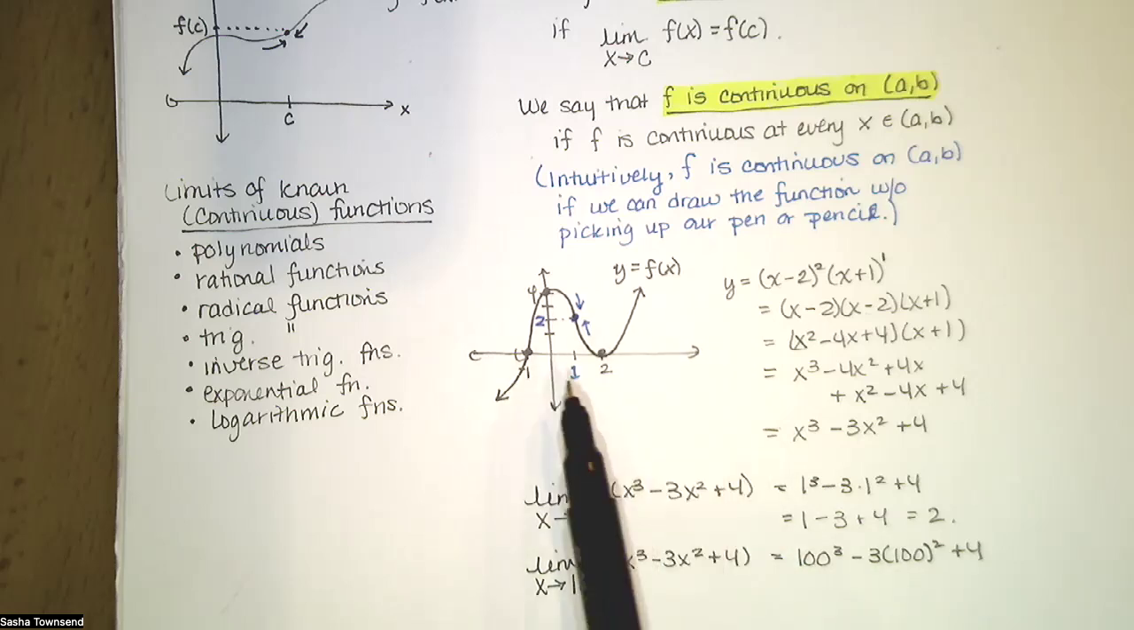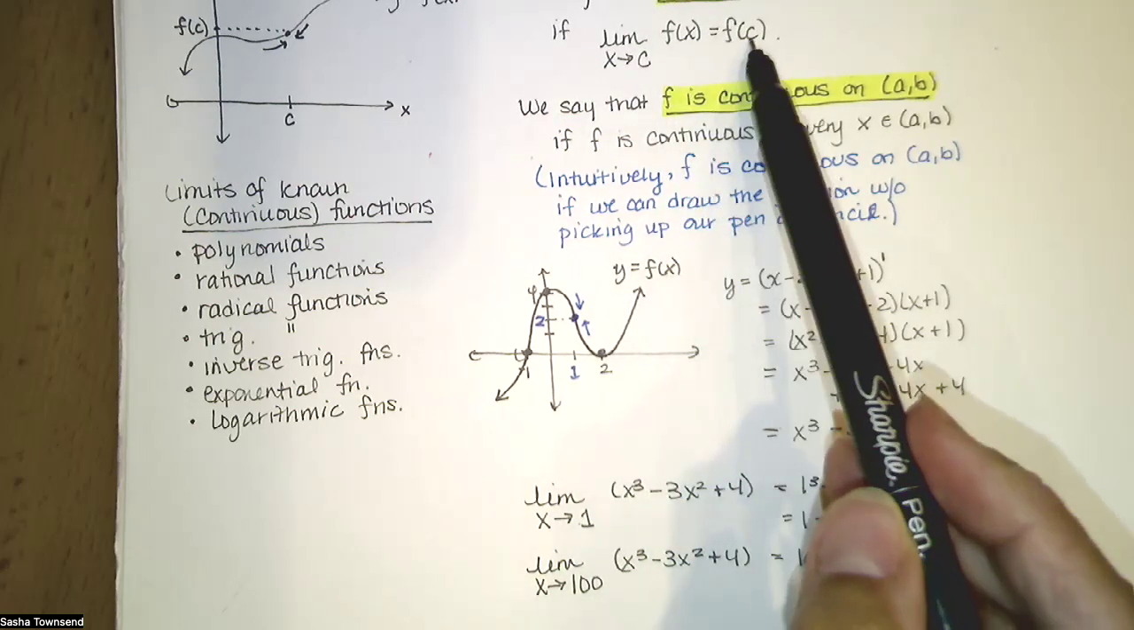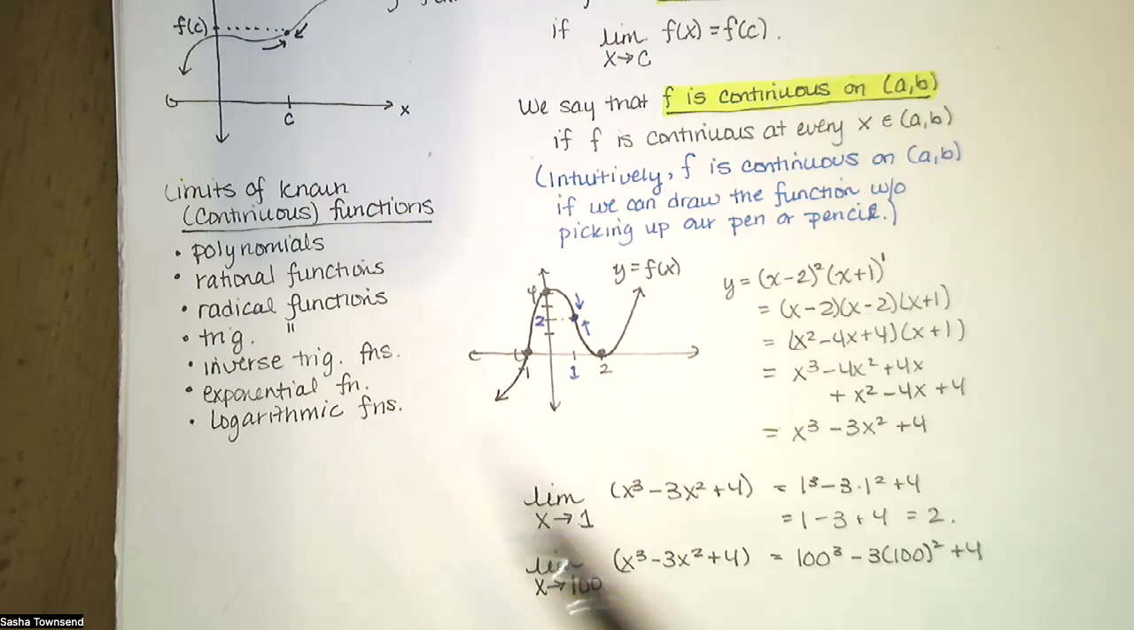But the idea is this function is nice and continuous. I would draw the whole graph of the function without picking up my pencil. So all I have to do to evaluate this limit is plug in c and simplify. And that's true for polynomials. Rational functions are similar.